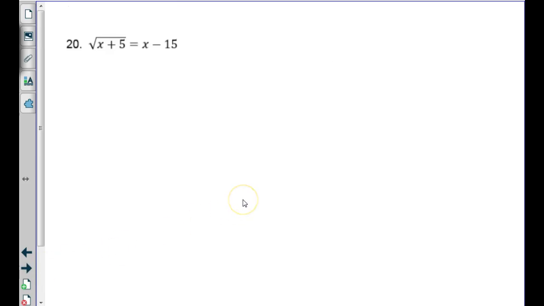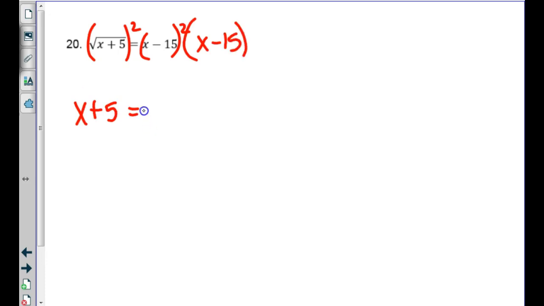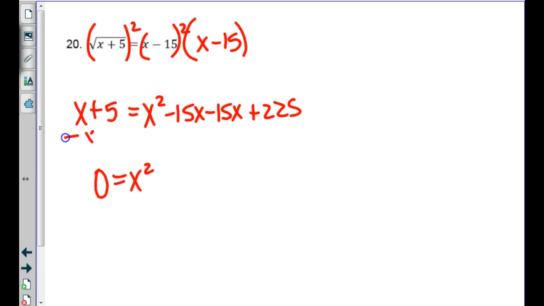What about this guy? Square both sides. This becomes x plus 5, but this is x minus 15 times x minus 15, which is x squared minus 15x minus another 15x plus 225. So if you make it equal to 0, you'll have negative 31x plus 220.